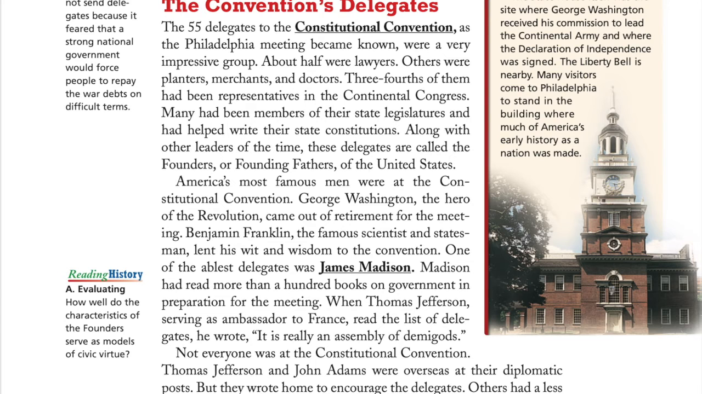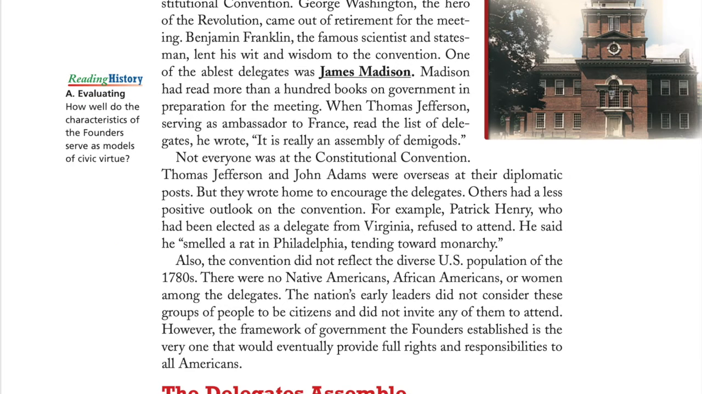"It is really an assembly of demigods." Not everyone was at the Constitutional Convention. Thomas Jefferson and John Adams were overseas at their diplomatic posts, but they wrote home to encourage the delegates. Others had a less positive outlook on the convention. For example, Patrick Henry, who had been elected as a delegate from Virginia, refused to attend. He said he smelled a rat in Philadelphia, tending toward monarchy.